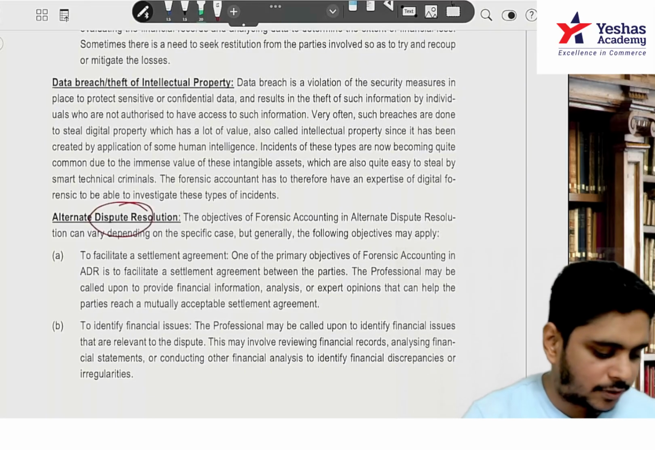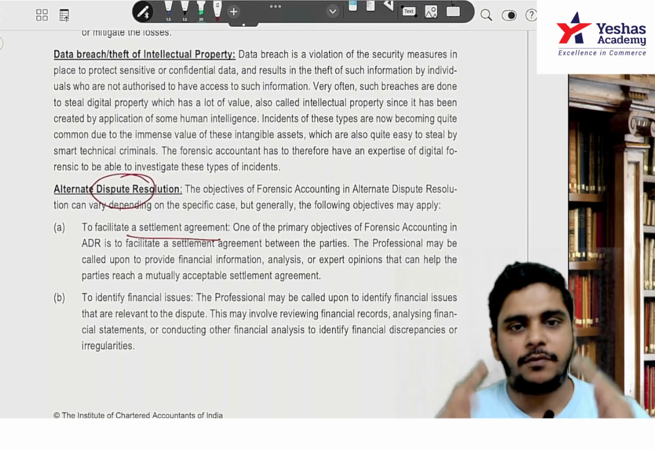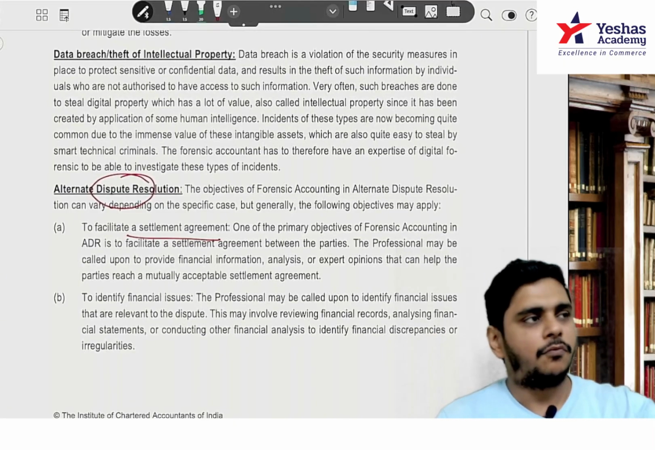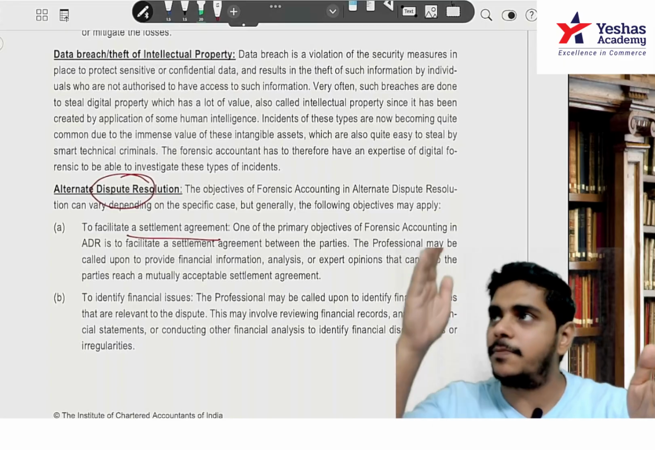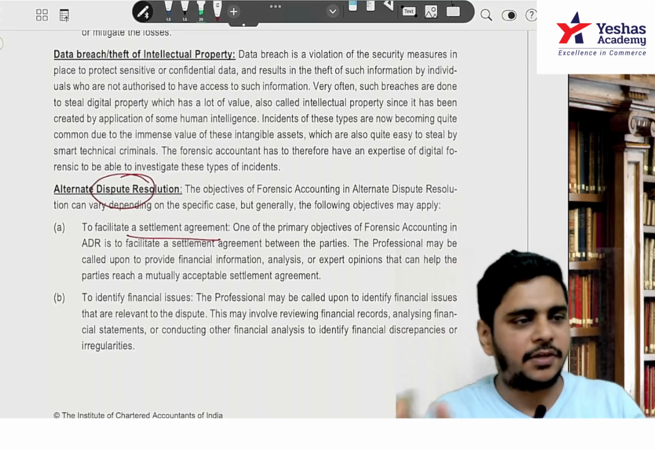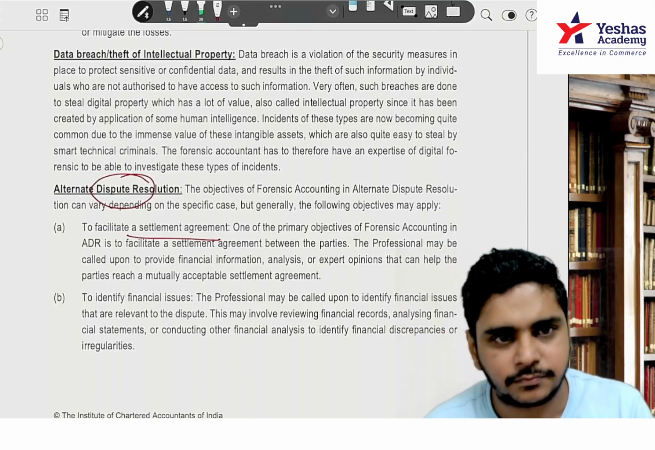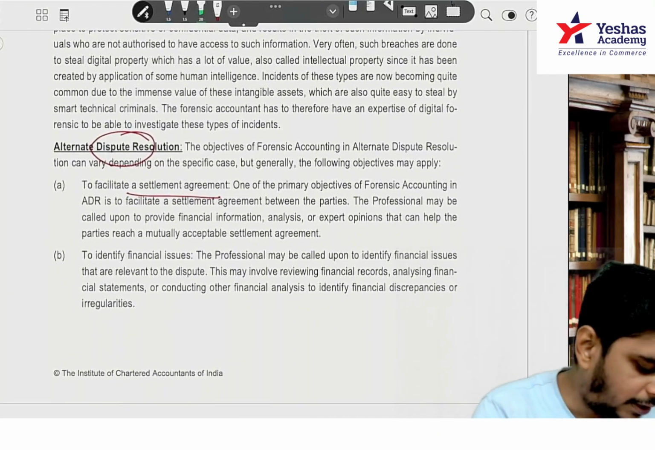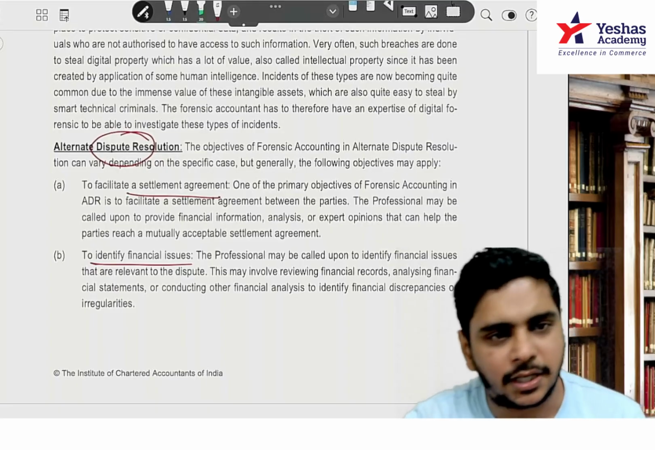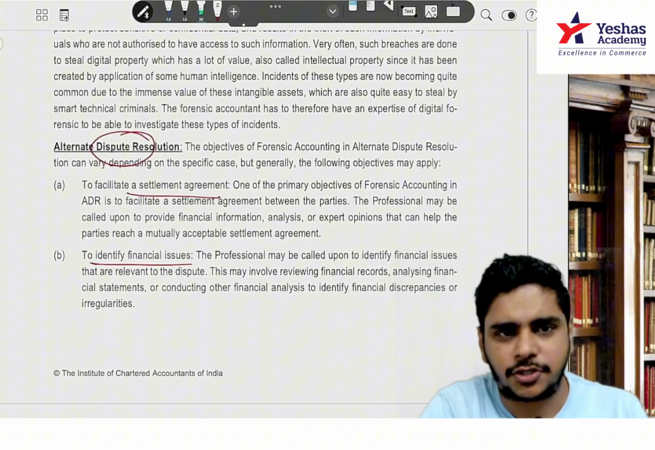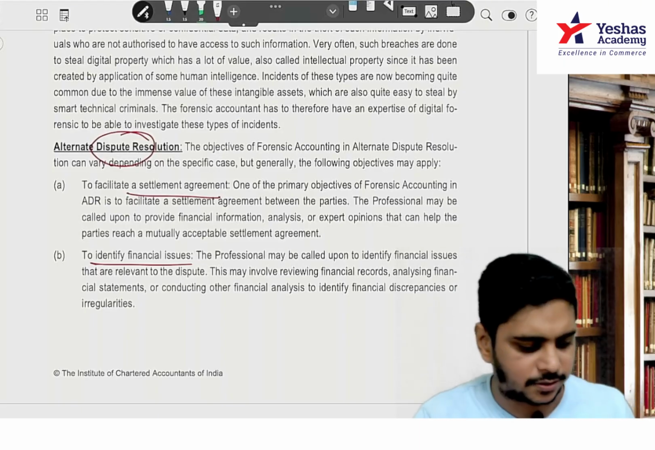In litigation there were two points. One was dispute resolution, so as to reach a settlement agreement. In case of a dispute between two parties, the forensic professional will come. One party will put forward five points, the other party four points, nine points in total, and they will agree. When they agree, the forensic professional will make a settlement agreement. Number two, to identify any financial losses. The professional may be called to identify any financial issues relevant to the dispute. It may involve reviewing financial records, analyzing financial statements or conducting other financial analysis. This is the dispute resolution answer.